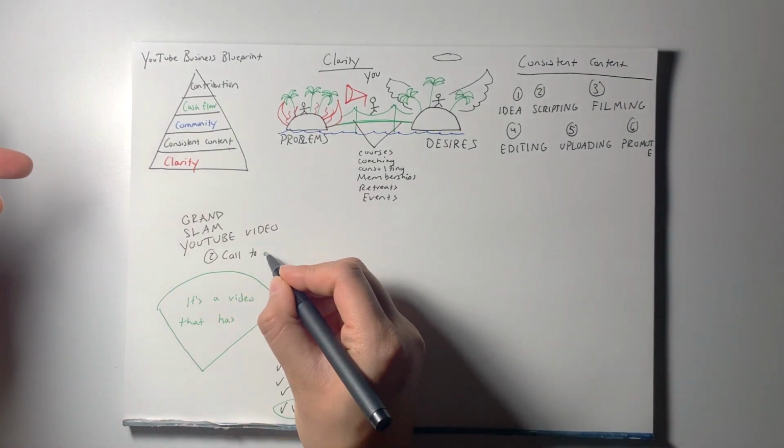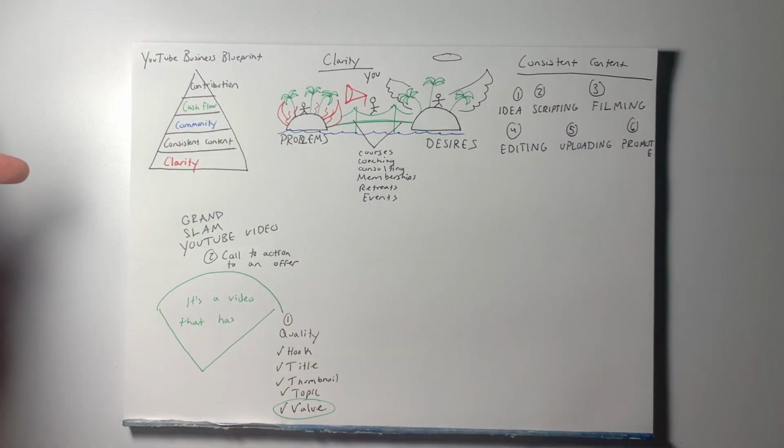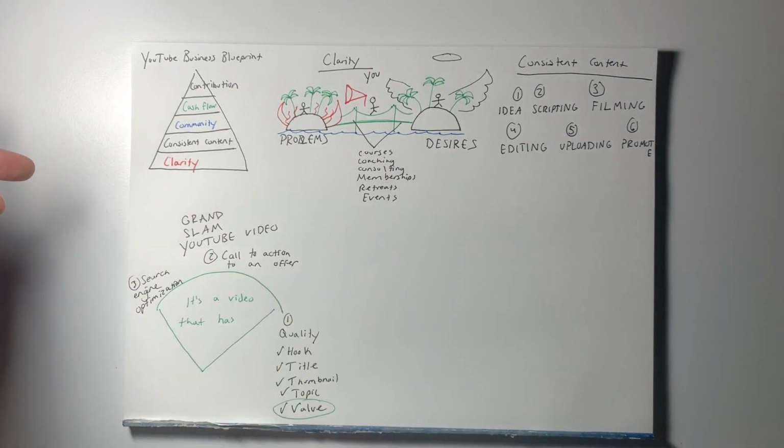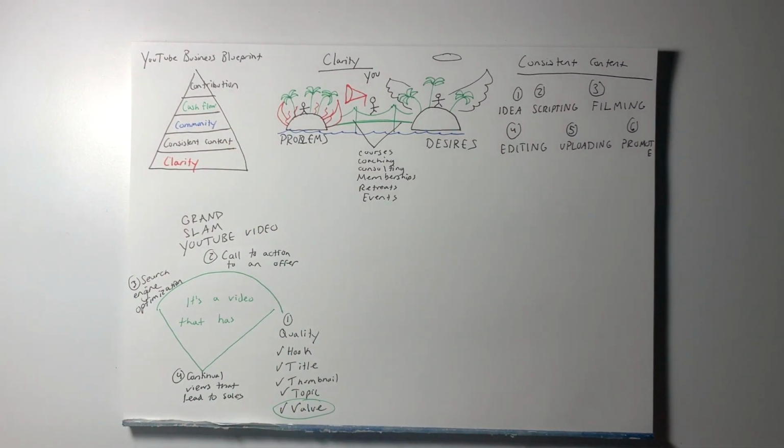Quality doesn't mean that you have a fancy camera and fancy lighting. You also want to have a call to action to an offer, saying, hey, I have this bridge to help you get to Heaven Island. You also want to have search engine optimization. This means that when people go to YouTube and type in their questions or their problems, your video appears towards the top of search as a solution. And the 4th piece is you want continual views that lead to sales on your videos.